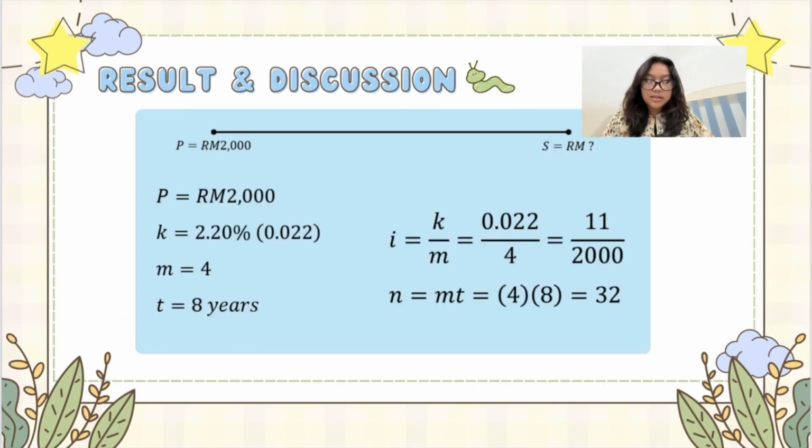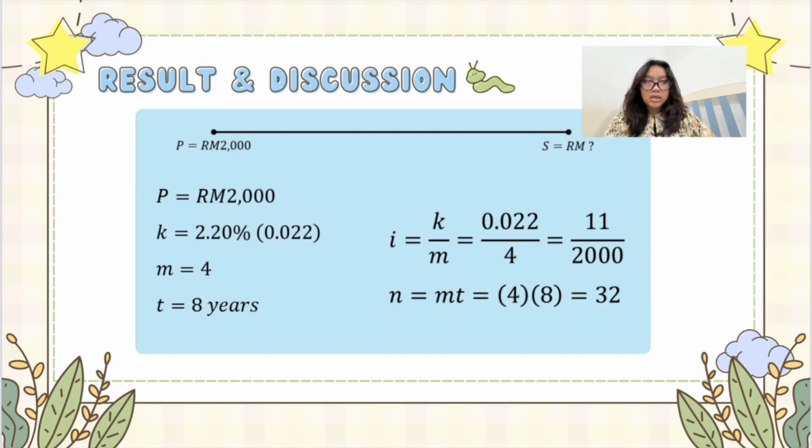Before we move on to the calculation, we have to do a timeline. So our timeline started with P and ended with S, which is our accumulated amount. The 2,000 ringgit from our problem statement is our P. Starting from the P, 2,000 ringgit, our K is 2.20%, equals 0.022, and our M, which is our frequency, is 4, and our T is 8 years. Now we need to find I and N.